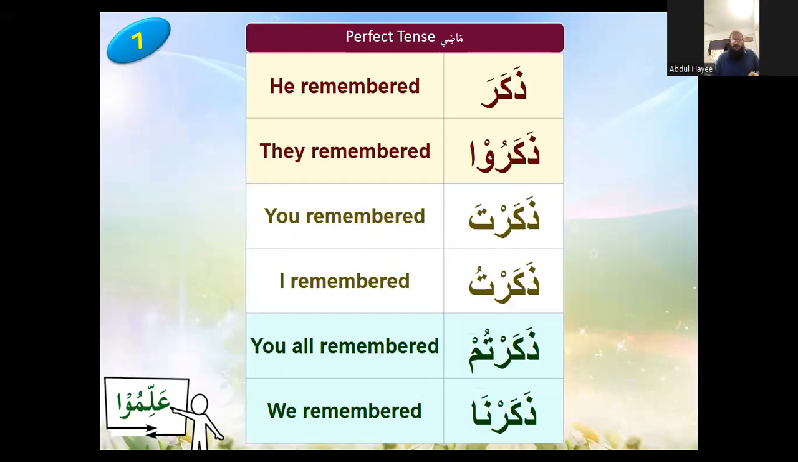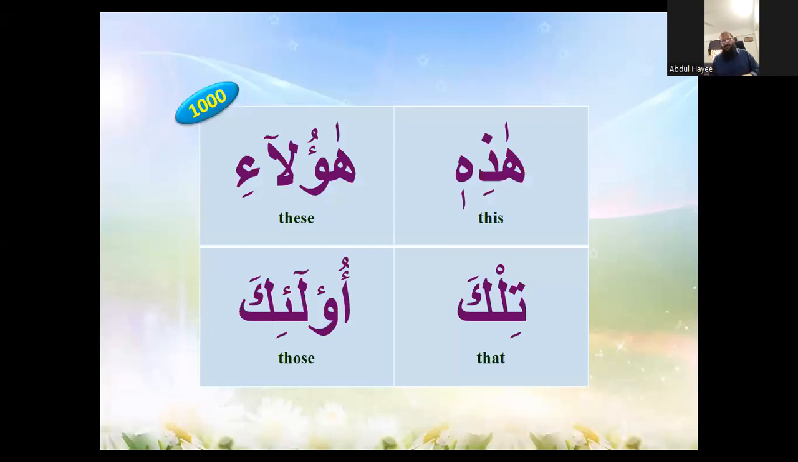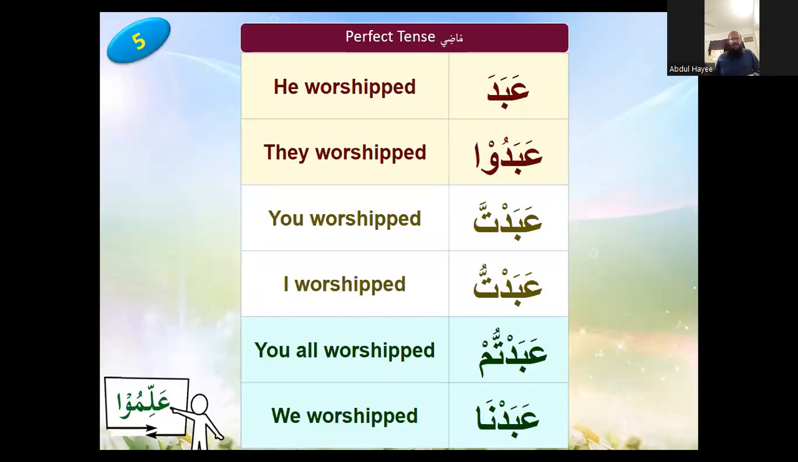Zakara. Bismillahirrahmanirrahim. Okay, we don't have time. I will leave zakara, he remembered. Zakaru, they remembered. Zakarta, you remembered. Zakartu, I remembered. Zakartum, you all remembered. Zakarna, we remembered. Zakarat, she remembered.